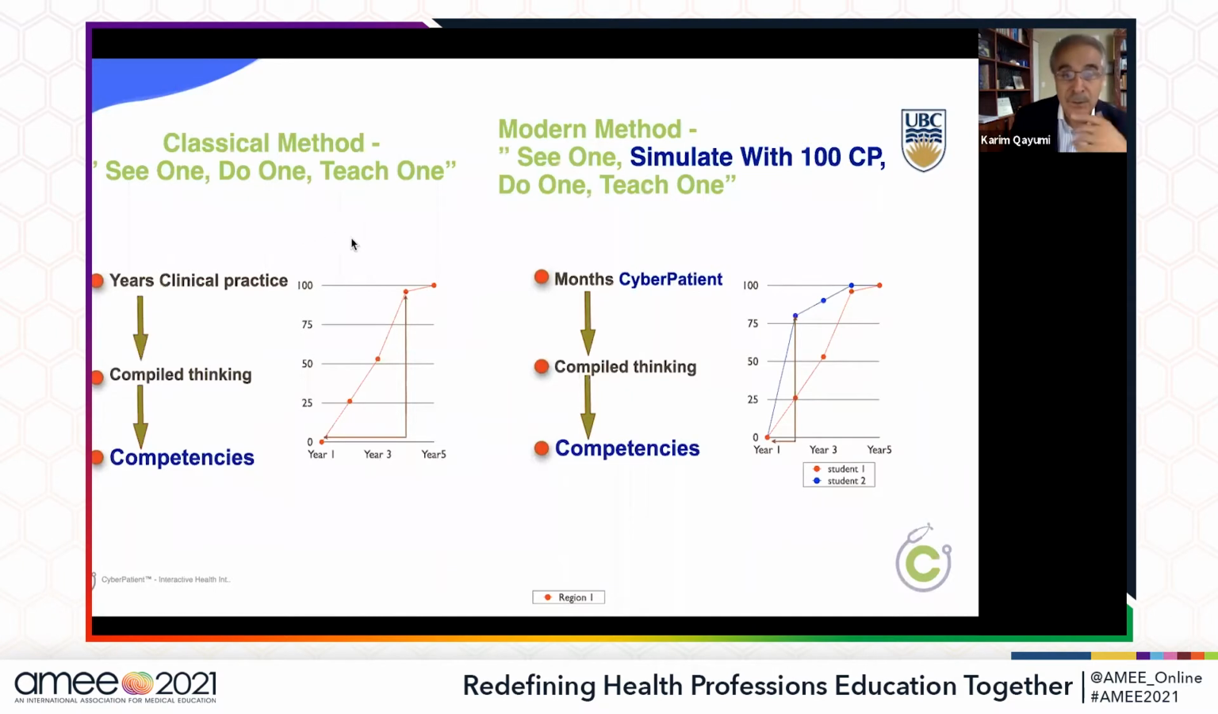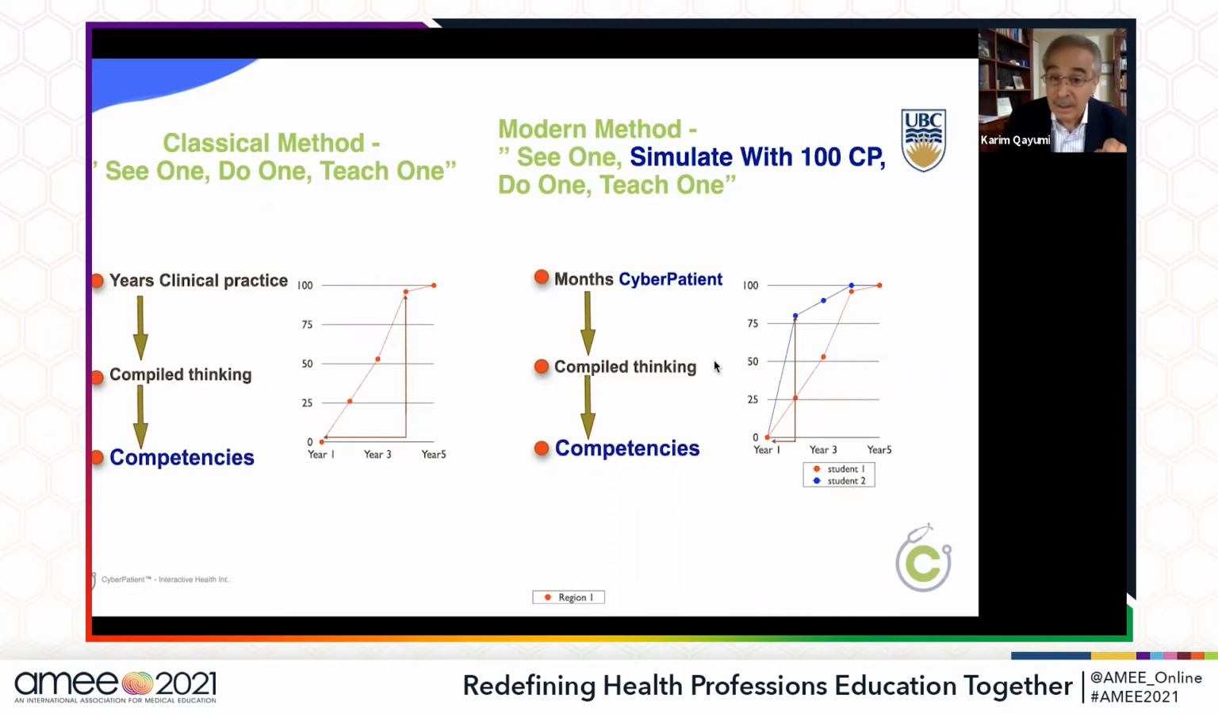So going back to the classical method of see one, do one, teach one, or apprenticeship model, now we know that people should do years of clinical practice to gain compiled thinking and to improve their competencies. And if you look at our residency training program, it takes 3 years in the whole entire world for the students to slowly go into automatization and solidification in independence. Only in year 3 and 4, we let the residents work independently.